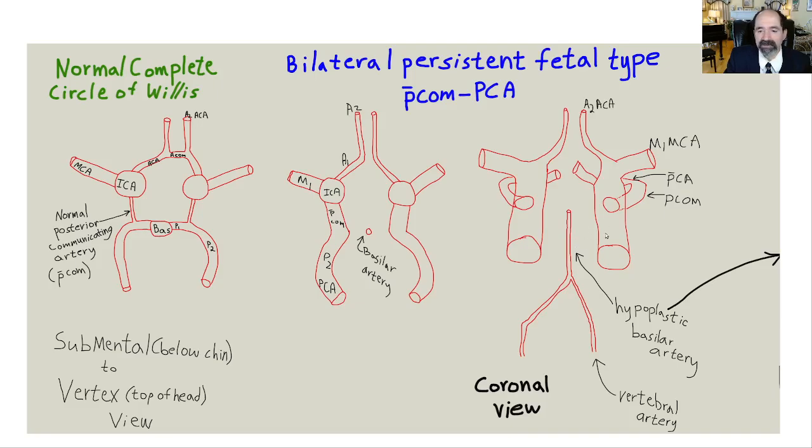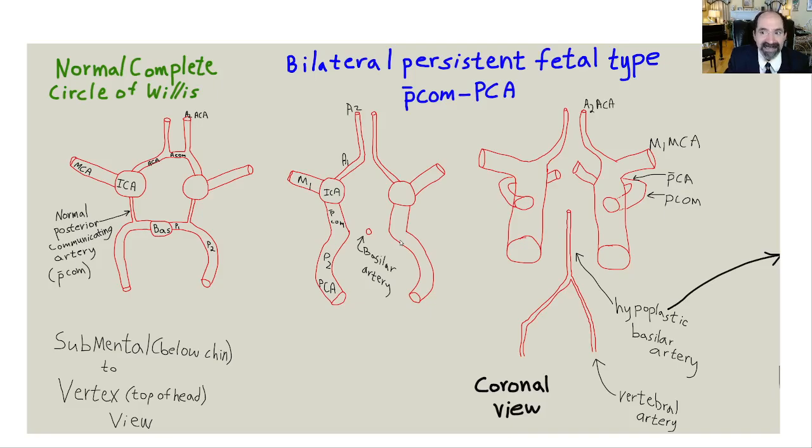Plus, there's a whole bunch of vessels that come off this basilar segment going into the brainstem. So what's the point of all this? The point is, you could have this anatomy. It's relatively common. About 8% of patients have a bilateral persistent fetal PCOMs with associated small basilar artery. So if you've got this anatomy, you are at increased risk for a stroke.